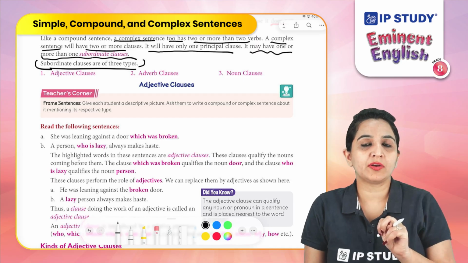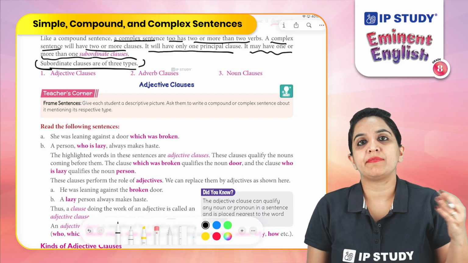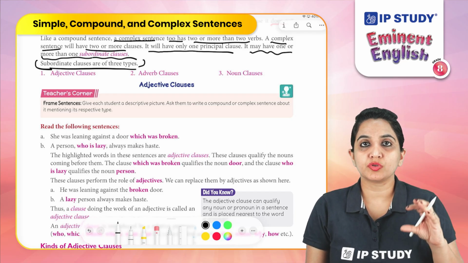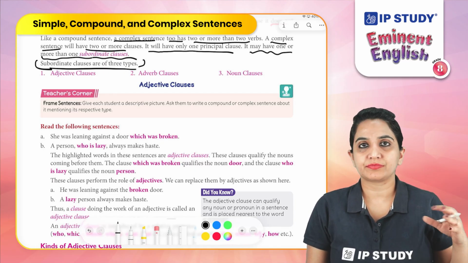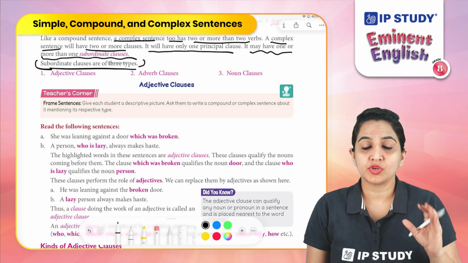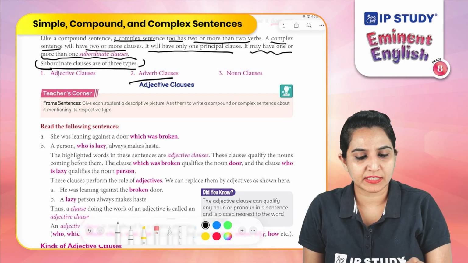Now a subordinate clause has three types: adjective clause, adverb clause and noun clause. Like "before I went out for party," "after I completed my assignment." So these ones, they might act as an adjective, they might act as an adverb, they might act as a noun. So accordingly, we have three types. Let us understand adjective clauses.